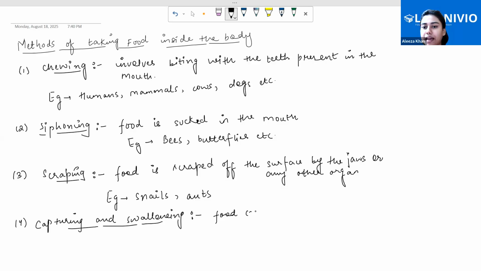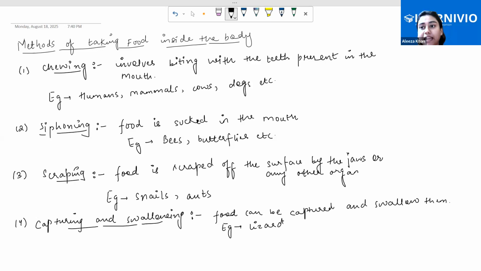In this, food can be captured, like the insectivorous plants, they basically capture the insects in that way. Whenever, let's say, have you seen a lizard capturing its food? Frog also does the same way, right? What they usually do, they don't bite, they don't chew it, they just swallow it.